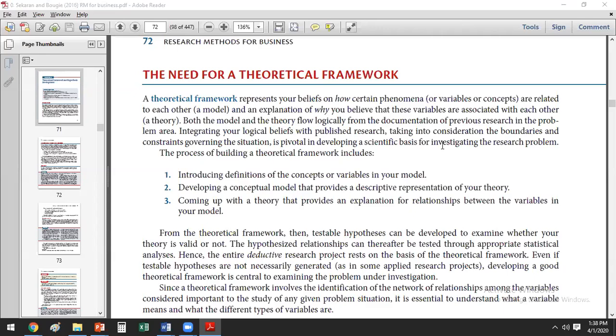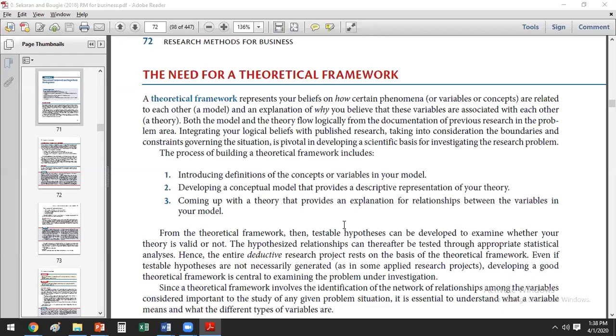Okay, let's move on. Actually, developing a conceptual model that provides a descriptive representation of your theory. As I have already made the conceptual model many times in the class, there is a circle with the name of a variable, arrow towards another variable, another circle, and this is called conceptual model. So this conceptual model basically provides the descriptive representation of your theory. Whatever relationship your theory says, you describe through your conceptual model, and coming up with a theory that provides an explanation for relationships between the variables in your model.